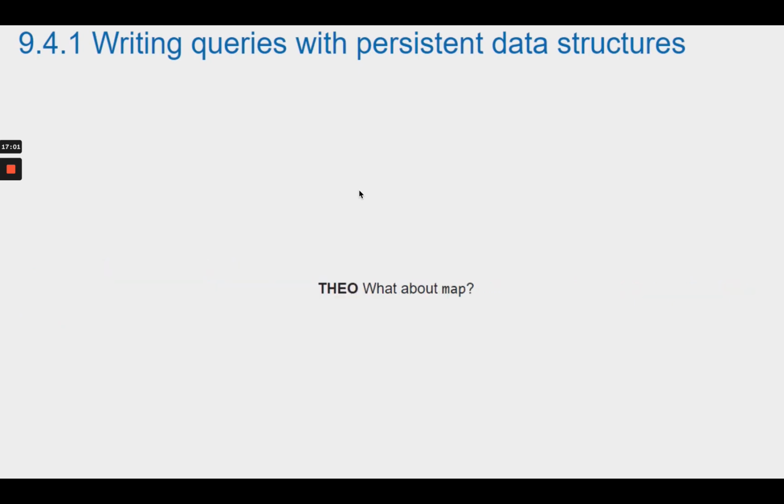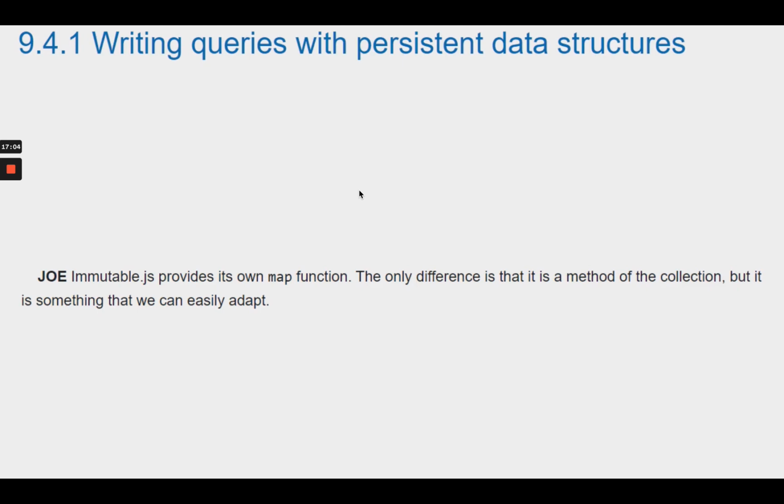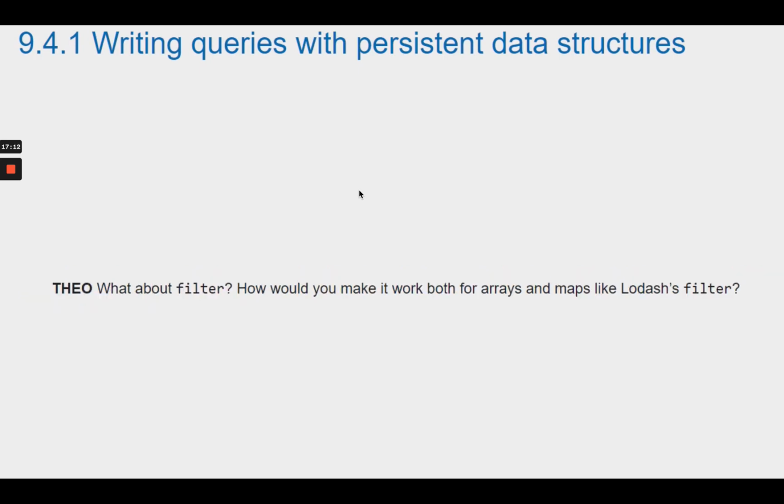Theo: What about map? Joe: Immutable.js provides its own map function. The only difference is that it is a method of the collection, but it is something that we can easily adapt. Theo: What about filter? How would you make it work both for arrays and maps like Lodash's filter? Joe: Immutable.js provides a valueSeq method that returns the values of a map. Theo: Cool. And what about isEqual to compare 2 collections? Joe: That's easy. Immutable.js provides a function named is that works exactly as isEqual.